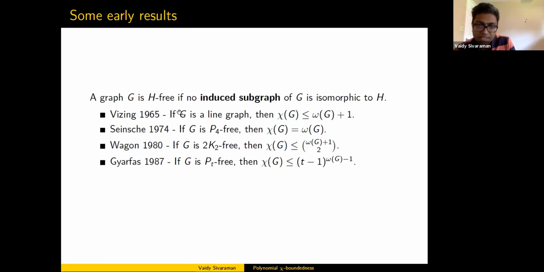Vizing's theorem says that if G is a line graph, then chi is at most omega plus 1. And for line graphs, Beineke characterized in 1968-69 that they have exactly 9 forbidden induced subgraphs. So you can restate this theorem by saying that if your graph has none of these 9 little graphs as induced subgraphs, then you get this bound: chi is at most omega plus 1. In fact, as we are going to see later, Kierstead proved a generalization of this theorem. You don't need to exclude all the 9 to get this bound. You can just exclude 2 of them.